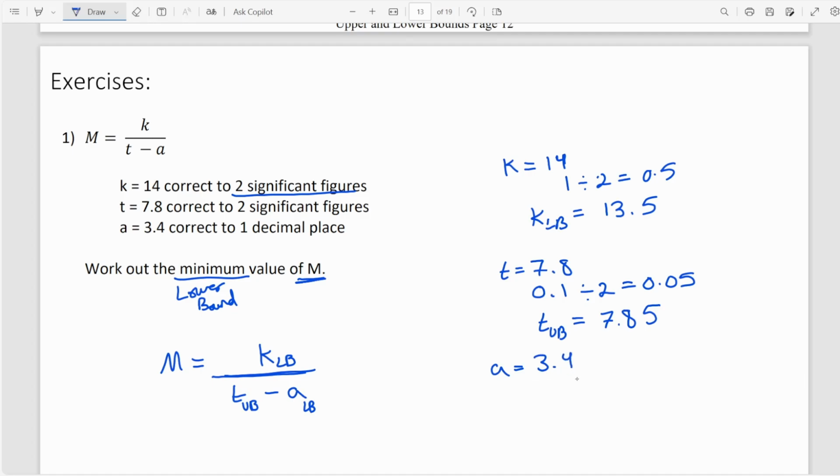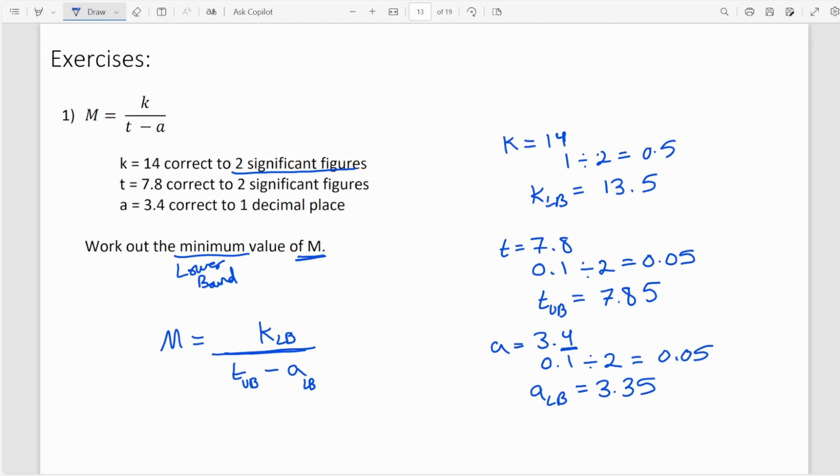Okay. Finally, A, which is 3.4, rounded to one decimal place. This is the first decimal place, so 0.1. Sorry, I think I said it in a wrong way. So now we'll divide this by 2, we get 0.05. And so A lower bound is the subtraction, which is 3.35, okay?